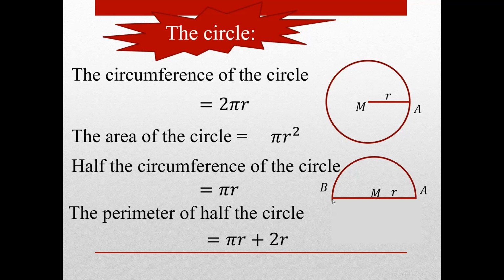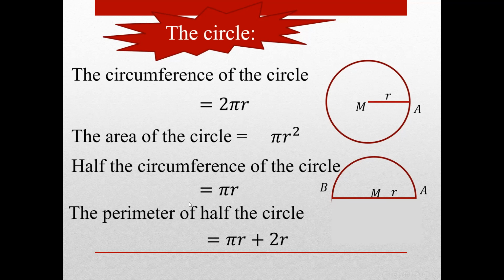Perimeter is the sum of the outer sides. I want to make a heading. This arc, the half circle, with the diameter. So it will be pi r for the half circle, plus 2r. 2r means the diameter. So the answer will be pi r plus 2r, or pi r plus d.